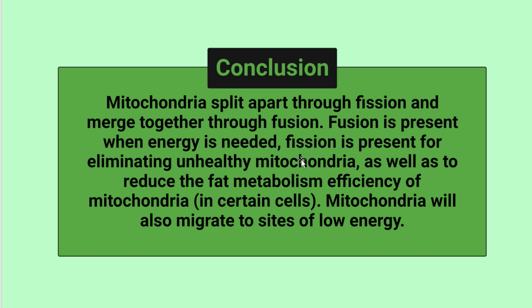And fission is present in eliminating unhealthy mitochondria as well as reducing the fat metabolism efficiency of mitochondria in certain cells. We talked about how this was brown cells. While you do typically see patterns, certain cells are going to behave a little bit differently than other cells in their molecular mechanisms. So this is in brown fat cells, to increase heat production, which then leads to greater fat loss. And mitochondria will also migrate to sites of low energy, as we showed with the kinesin and dynein proteins.